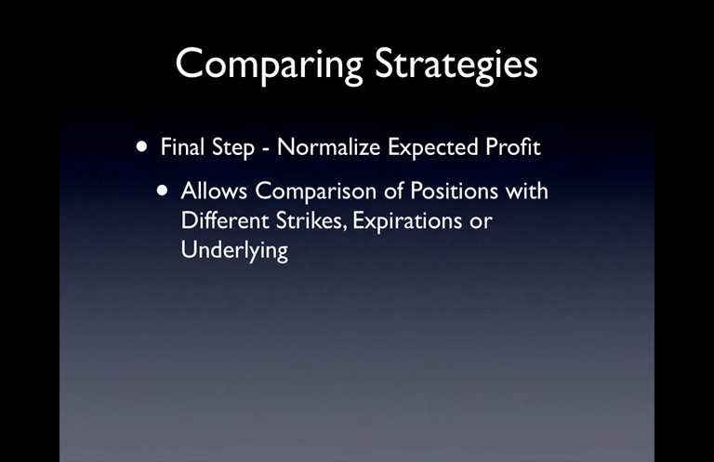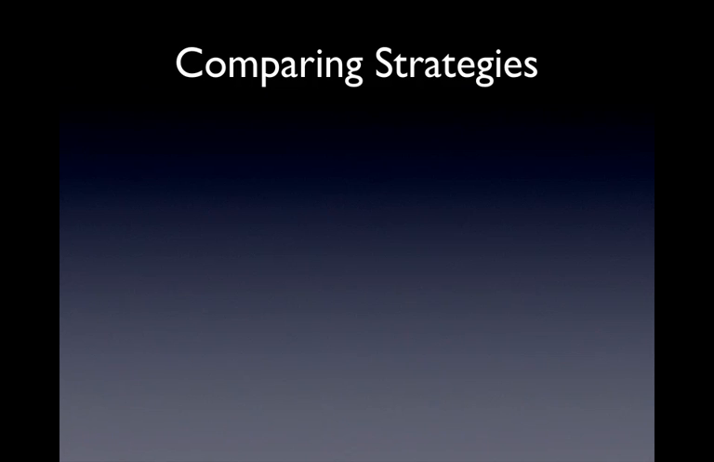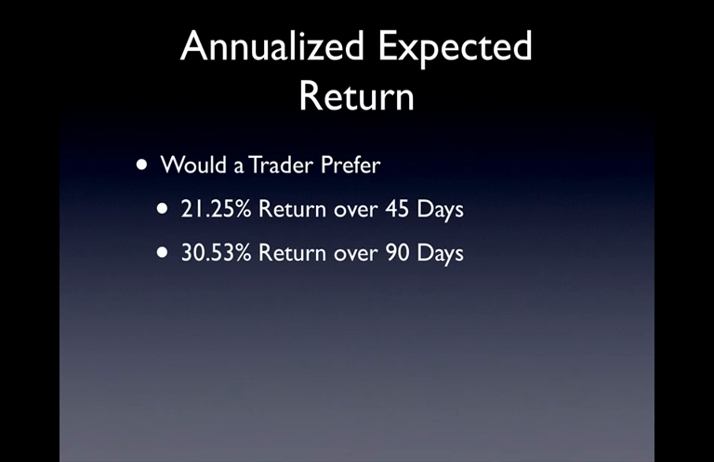The final step is to normalize the returns. Normalization is necessary because the positions under consideration may have different strike prices, times to expiration, and even different underlying assets. Suppose a trader wants to compare the long call analyzed above with a 45-day call for a price of $1.85. The expected profit on the new call position is approximately 39 cents for an expected return of 21.25%. The question is, would the trader prefer a return of 21.25% over 45 days or 30.53% over 90 days?